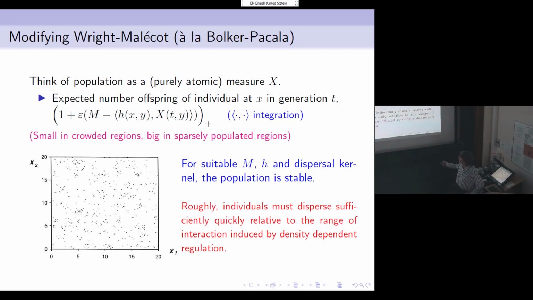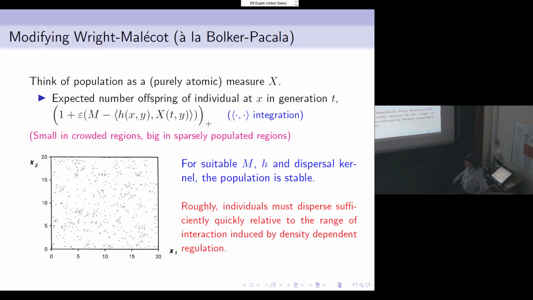And it turns out that if you choose M and H and the dispersal kernel the right way, you can actually get a stable population dynamic. And this is a very old simulation of this done by Franz de Paulus, I think, for a paper which he dedicated to my daughter, so I suppose that makes it nearly 21.